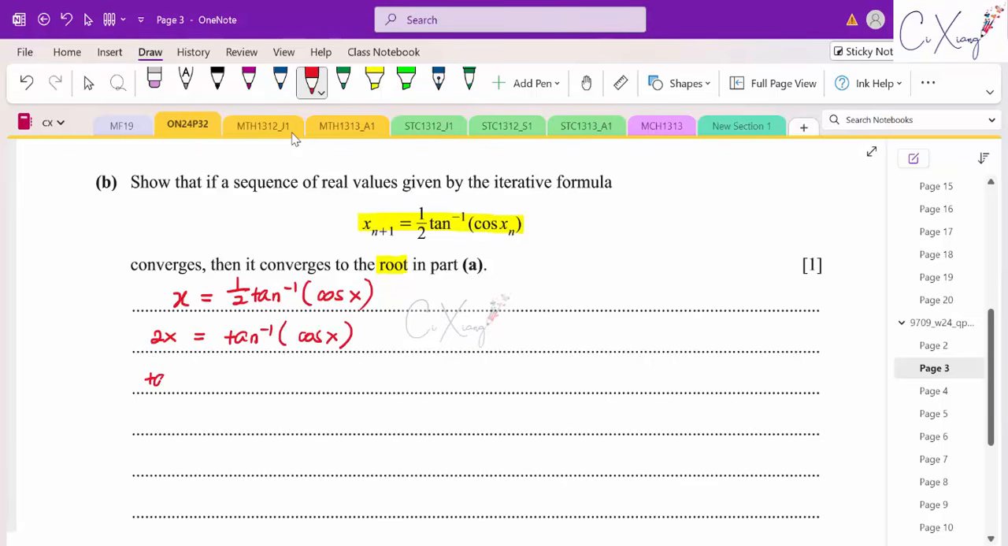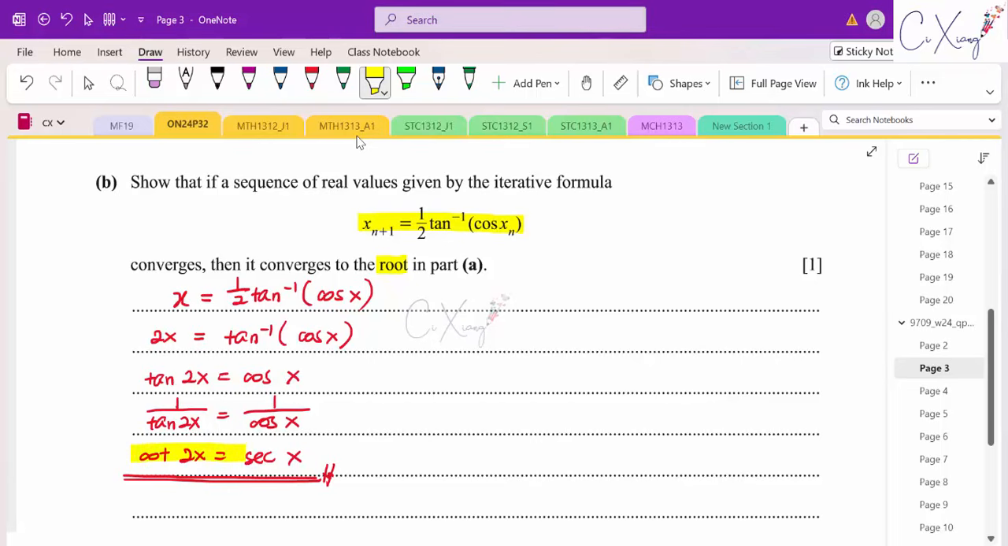After that, I have tangent 2x equals cos x. Then I take 1 over for both sides. So I have 1 over tangent 2x equals 1 over cos x. And this is how you get cotangent 2x equals secant x. So you just need to rephrase your equation and get back the original equation. This is how we solve question number 2.